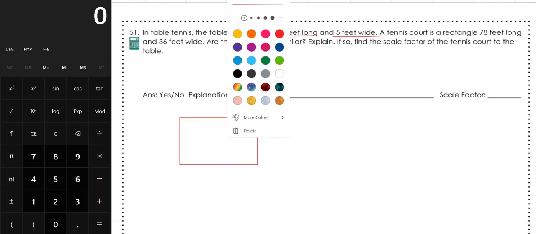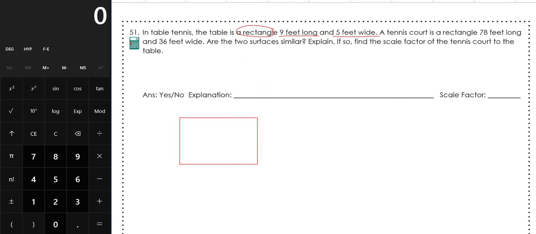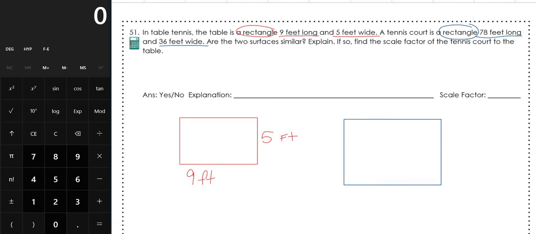Okay, now 9 feet long and then 5 feet wide. Next we have a tennis court, also a rectangle, is 78 feet long and 36 feet wide. Let's draw that. It's going to be much larger. And now we have 78 feet for the length and the width of 36 feet.